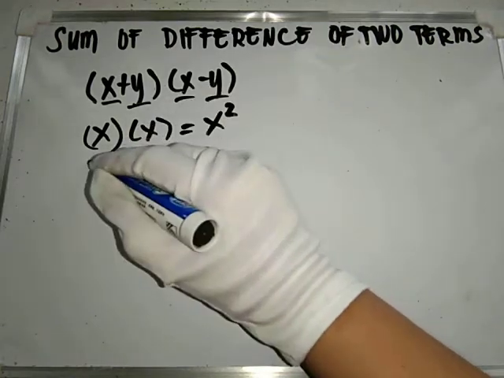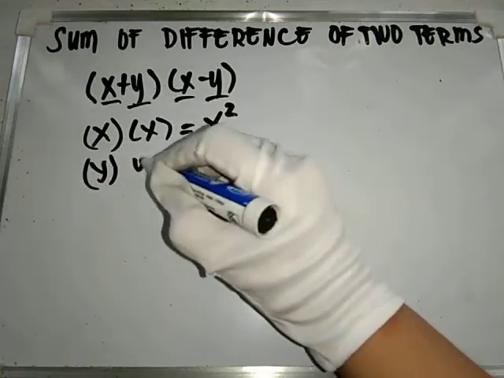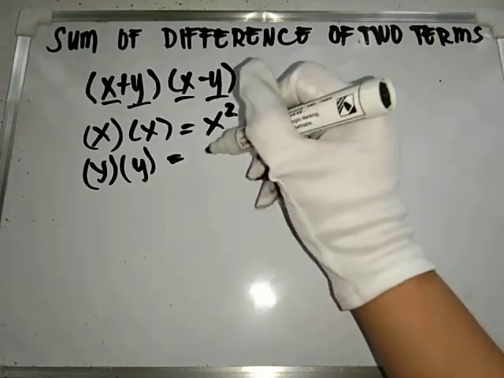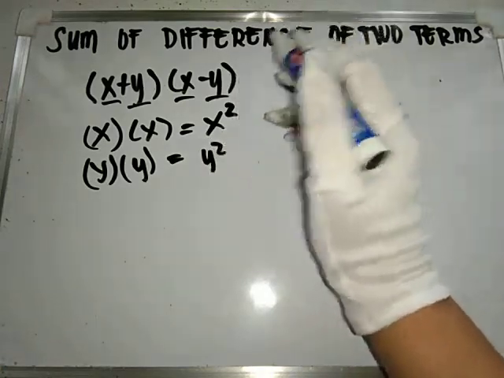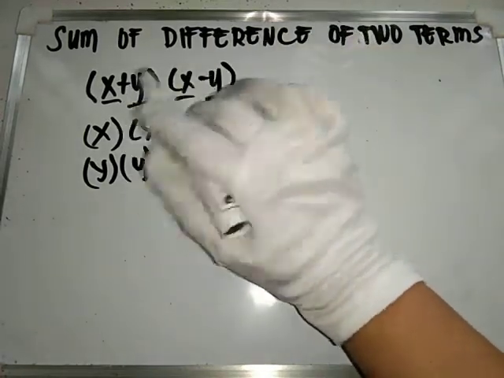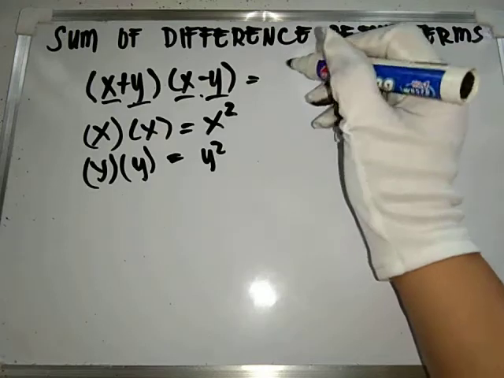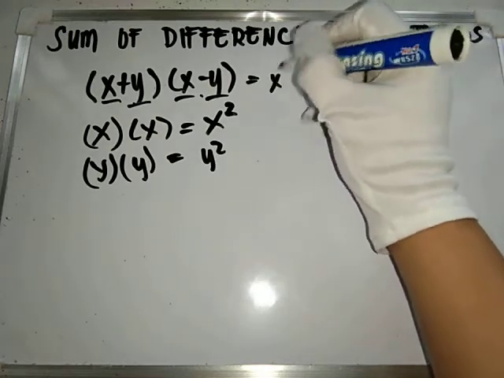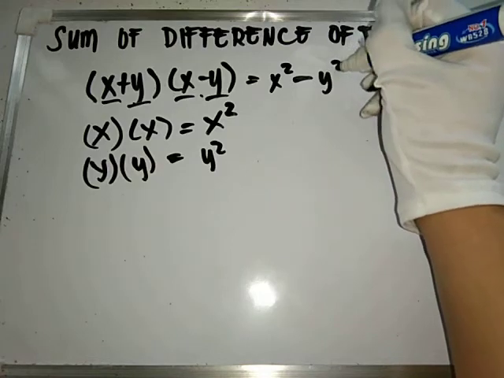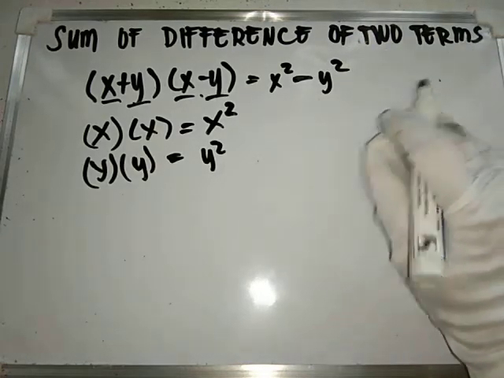So, y times y is equal to y squared. Since magkaiba sila ng sign, we put the operator to negative. Negative. Ganyan siya.